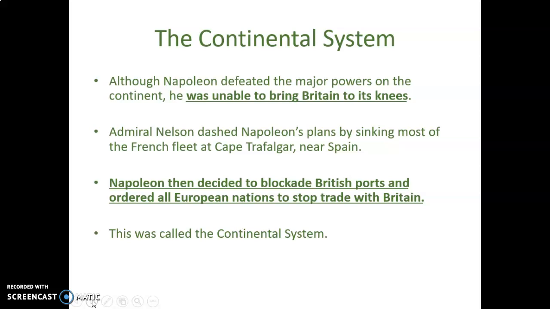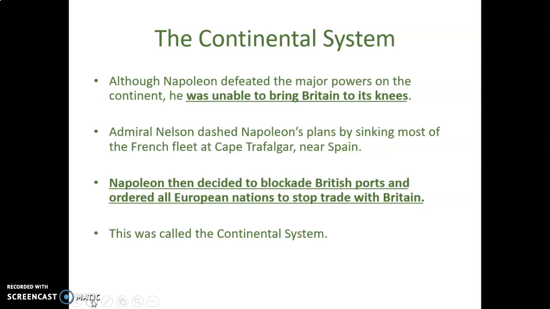The first big mistake Napoleon makes as a leader is his 1806 Continental System. He's unable to bring Britain to its knees. He wants Britain out of the way. Britain's going to be a thorn in his side, just like Britain's going to be a thorn in Hitler's side. It's an island, so it's hard to invade. Admiral Nelson dashes Napoleon's plans by sinking most of the French fleet at the Cape of Trafalgar near Spain, and Admiral Nelson is revered to this day.